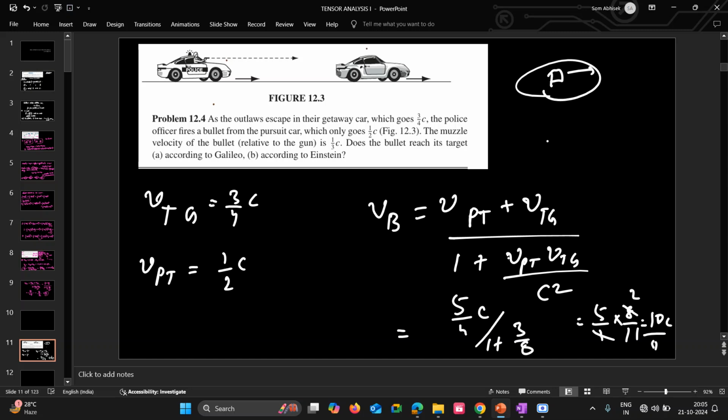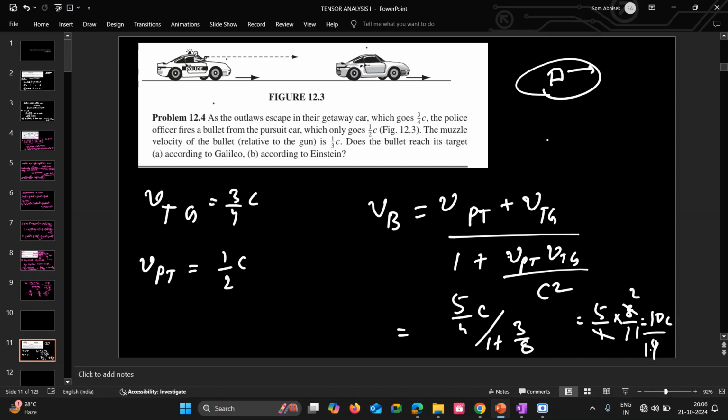Yeah, so this is according to Einstein, right? This is according to Einstein. So if you see here, it will be 10c by 11.